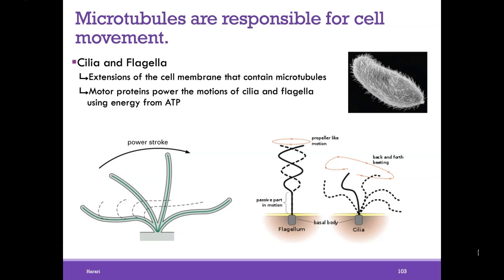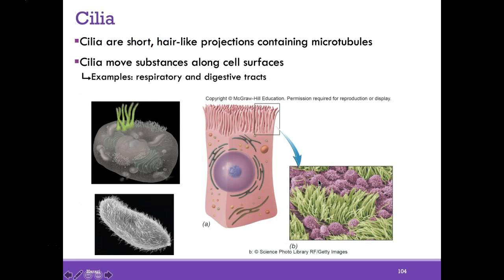Microtubules are also responsible for cell movement. So cilia and flagella are extensions of the cell membrane that contain microtubules. And motor proteins, specifically dyneins, power the motions of cilia and flagella using energy from ATP. So flagella have a more propeller-like motion, and we only see flagella in sperm in the human body. Cilia, we see a lot more. On certain kinds of epithelium, we see cilia, which are little hairs, and they beat back and forth. Right, so they're short hair-like projections, and they help move substances along cell surfaces. So the digestive tract needs to move along substances. The respiratory system, right, we need to move down any dust or pathogens away from our mucosa.